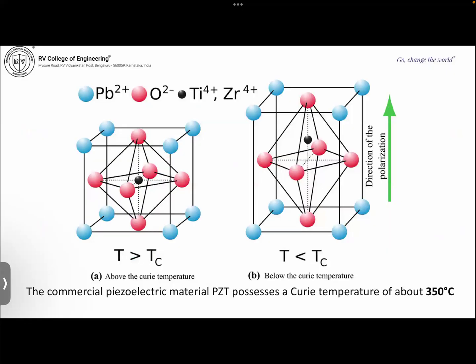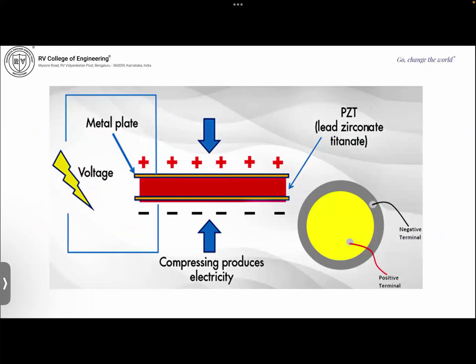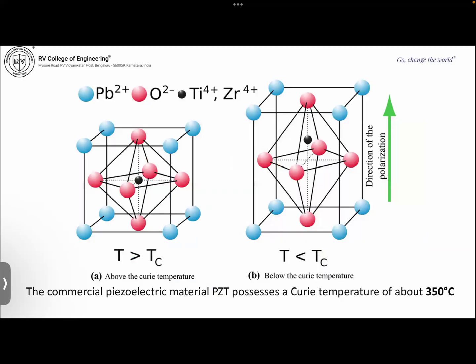So let us look at the ceramic based material, PZT, lead zirconate titanate. This is the piezoelectric material which is widely used, and this is the representation of that sensor. You can see that this is metal plate 1 and metal plate 2, and the PZT is sandwiched between them. Let us look at the structural features: how does PZT exhibit piezoelectric behavior? Commercial PZT possesses a Curie temperature of about 350 degrees centigrade, and the poling is done below the Curie temperature, at which it exhibits the piezoelectric behavior.